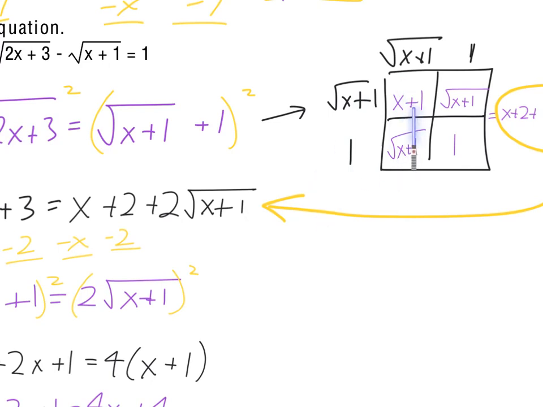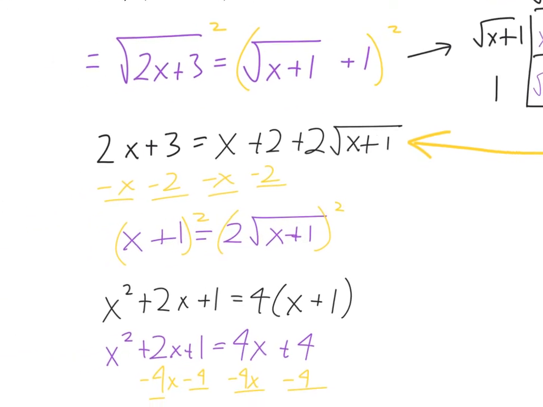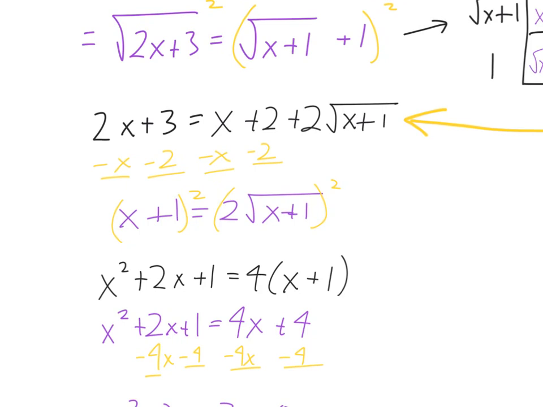You can see how when we multiply those radicals together, we get just x plus 1. And then with the 1's here, it's not too bad. Square root of x plus 1 a couple of times, and then a 1. So when we put that together, we get an x plus 2 from here, and 2 square roots of x plus 1 from here. Going back to the main problem, that's my right side, the x plus 2 and then 2 square roots of x plus 1. Left side, again, just the 2x plus 3.